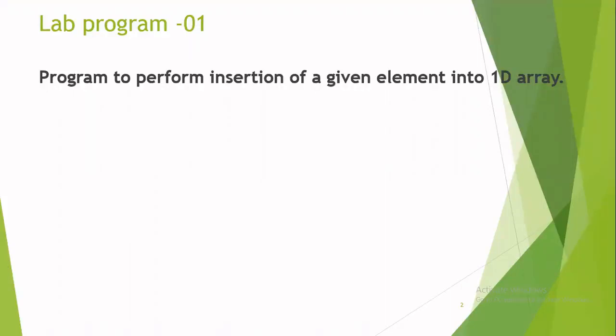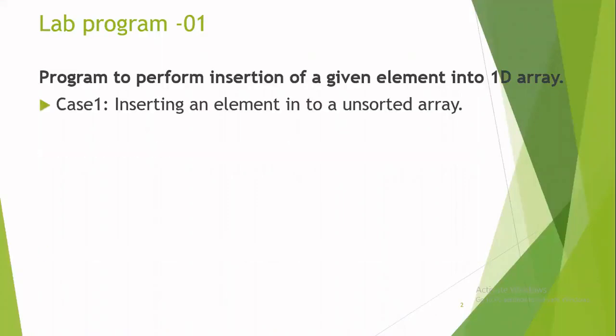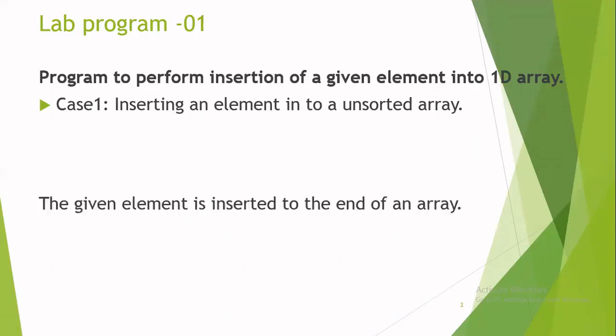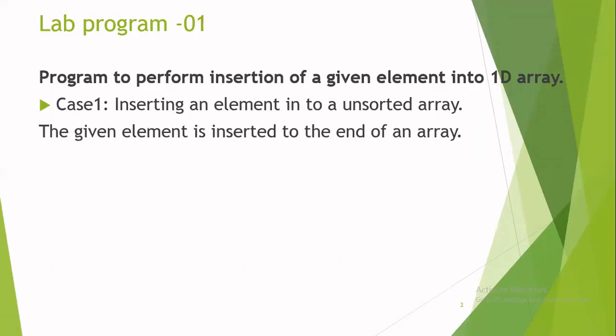So when you want to perform an insertion operation on one-dimensional array, there exist two cases. The first case is inserting an element into an unsorted list. Suppose the list already exists and that list is an unsorted list or unsorted array. When you want to perform insertion operation on this unsorted array, the insertion operation is quite simple because you're going to insert that element to the end of the array.